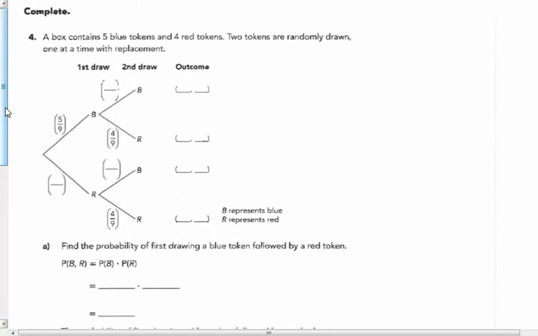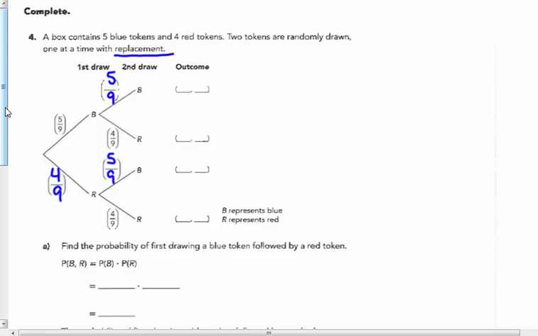So we start with 5 blue and 4 red, a total of 9. So we need to fill in some of these fractions here. There are 4 out of 9 red tokens. Picking a blue, looking at it, and putting it back in, there are still 5 out of 9 blue tokens. There are 4 out of 9 red tokens. There are 5 out of 9 blue tokens, and there are 4 out of 9 red tokens.